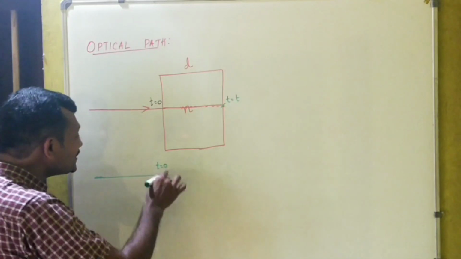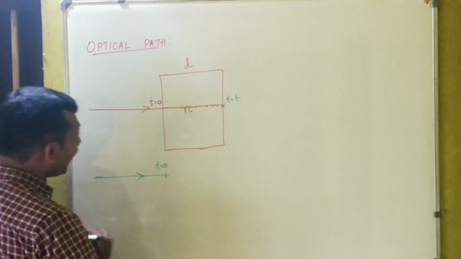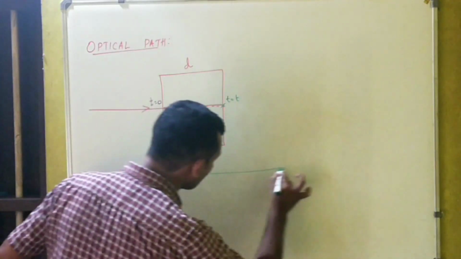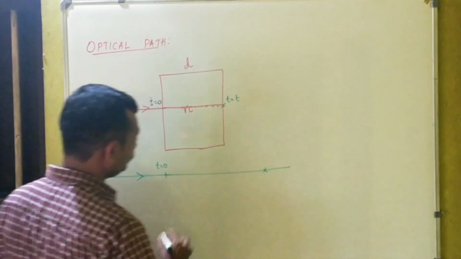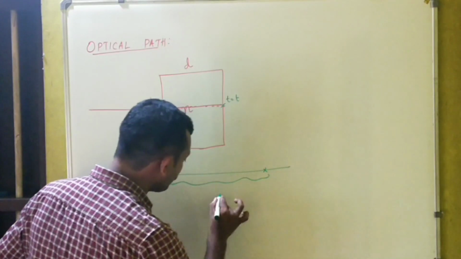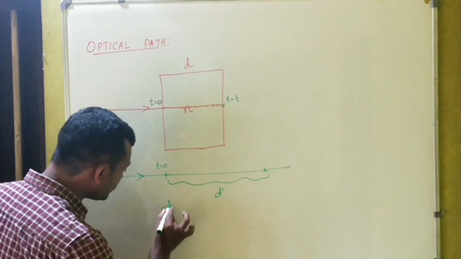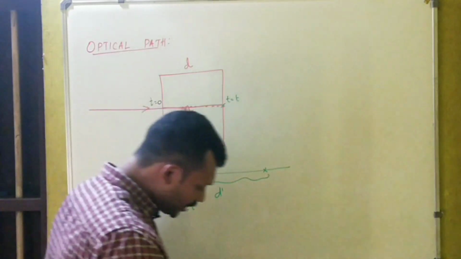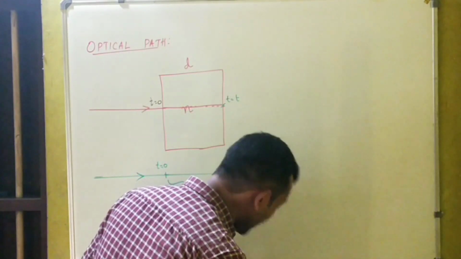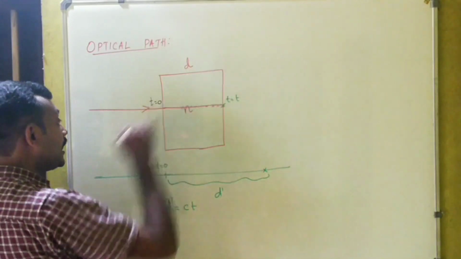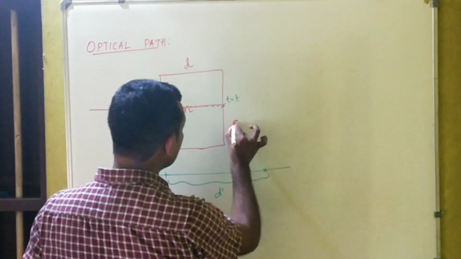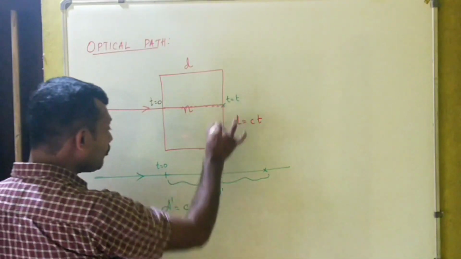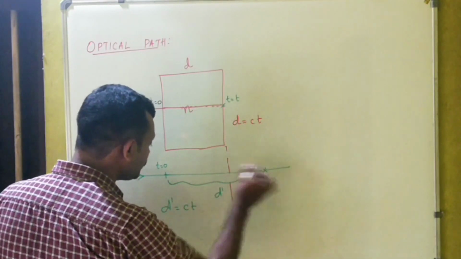Now how much distance will this ray travel when this ray is here? I should say it will be more than that. If I say this distance is equal to D dash, then D dash is equal to C into T, right? That is the distance traveled in air by the time it covers a distance. And correspondingly, distance D is equal to CT. So this ray is now here only. The other one has reached here.